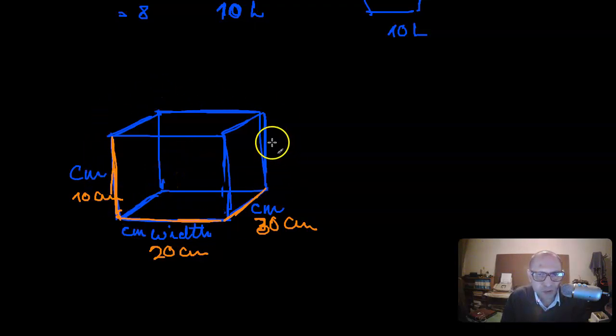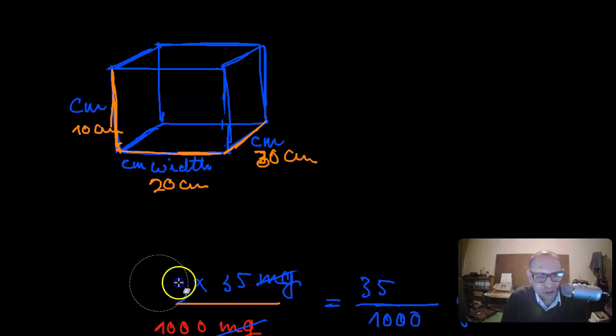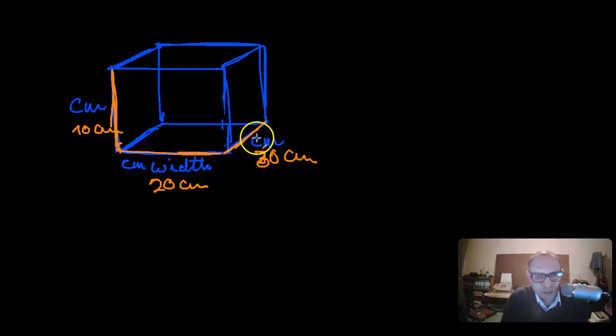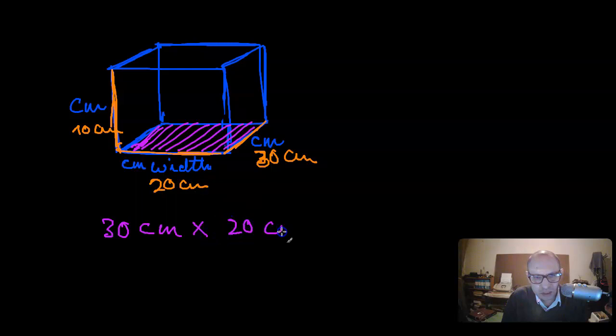Now, the volume of this cube is essentially calculated by the surface area of this rectangle that you have over here. The surface area of this rectangle would be 30 centimeters times 20 centimeters. And then you can imagine that this surface area is a sheet of paper, for example. And then you have to put as many sheets of paper as you need in order to build this height over here, right? So this height essentially is 10 centimeters.